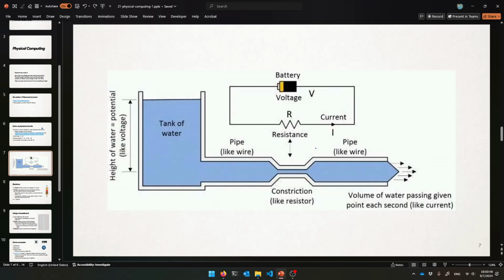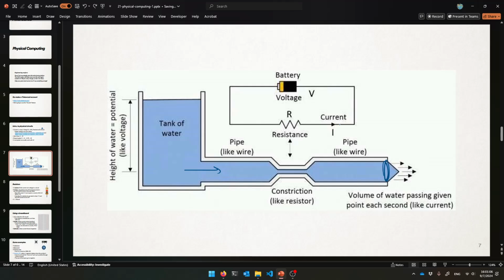And then, yeah, just like the speed of water moving through your pipe. Water's going to want to move this way, and the speed of water coming through the pipe at a given spot, or the volume, I guess, of water passing through a point, they say, that's like current. How fast is electricity flowing?